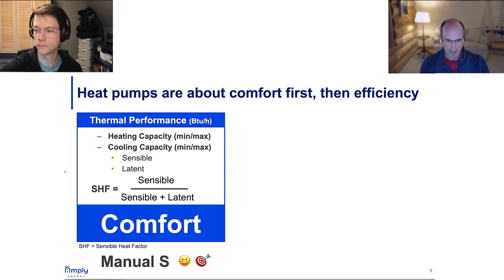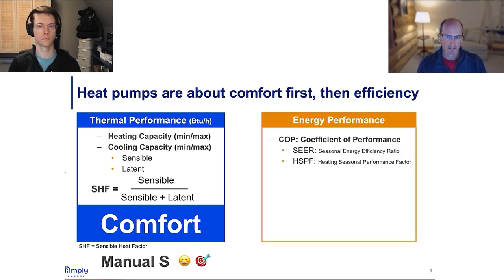And this is what Manual S is all about. It's all about understanding the heating capacity, cooling capacity, and delivering comfort. On the flip side, we talk about energy performance. And the most common metric we think about first is the coefficient of performance, or COP.